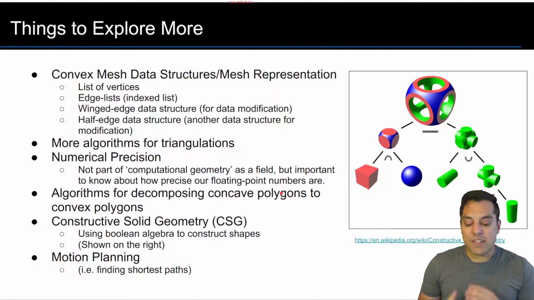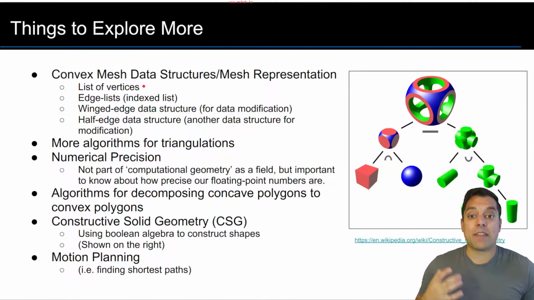All right, so, just to give you some more ideas of things to explore that might actually be fun. Again, this is a topic that I care about, things like mesh data structures, mesh representation, right? Maybe just a list of vertices, an edge list. And there's different types of data structures, winged edge, half edge, etc., that are interesting because we can modify them. Okay, so you could kind of think about those data structures. We probably want to look at more algorithms related to triangulation, right? Because sometimes we don't always have a mesh that's been triangulated.